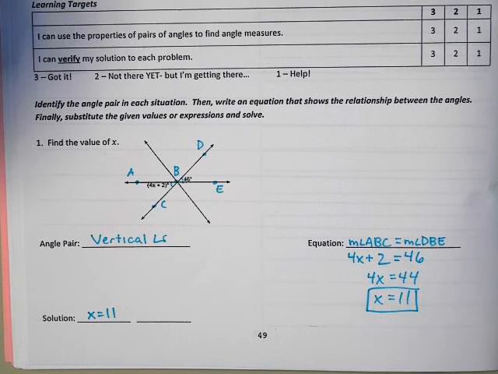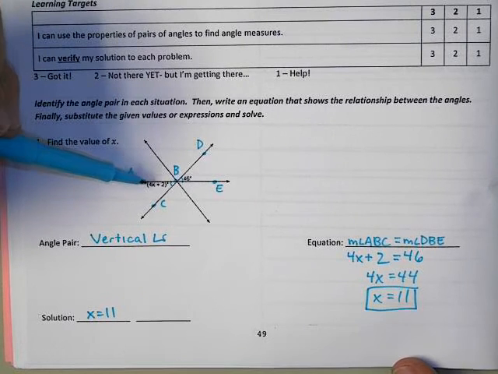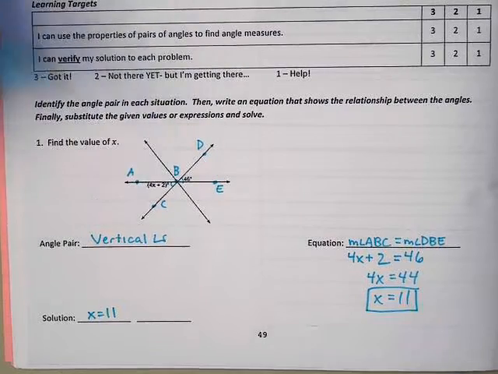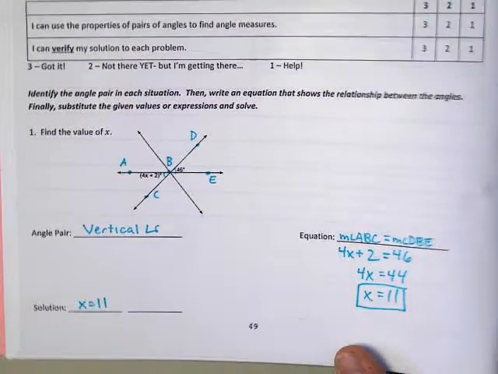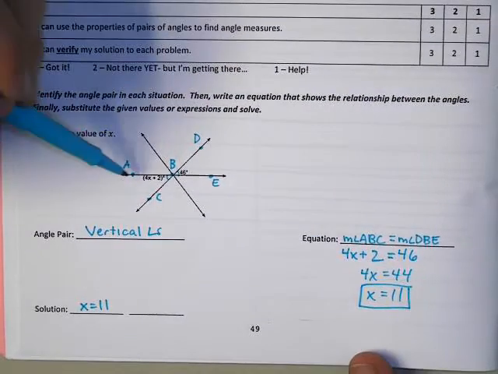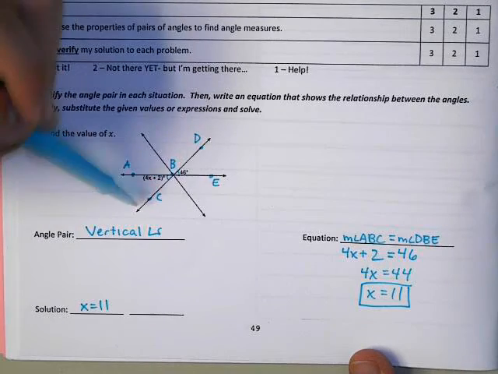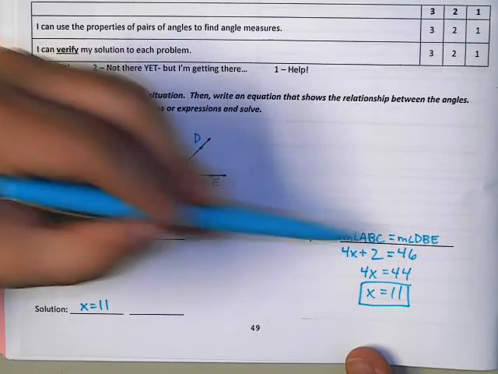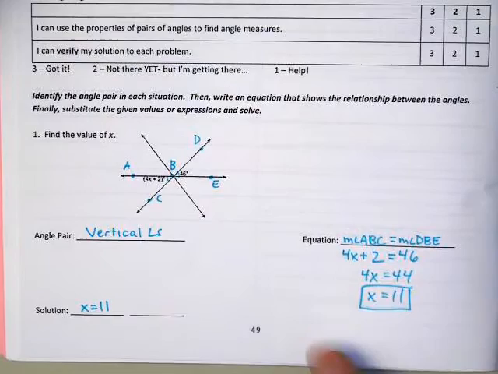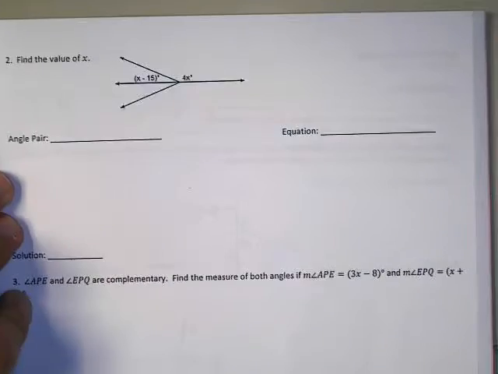If you wanted to check, you could plug in 11. 4 times 11 is 44. 44 plus 2 is 46. They are the same. Beautiful. So this was an example of one where it didn't give you letters. You could create letters to help yourself write out the equation. I'm going to do a different example of that now on this next one, and hopefully it makes sense.